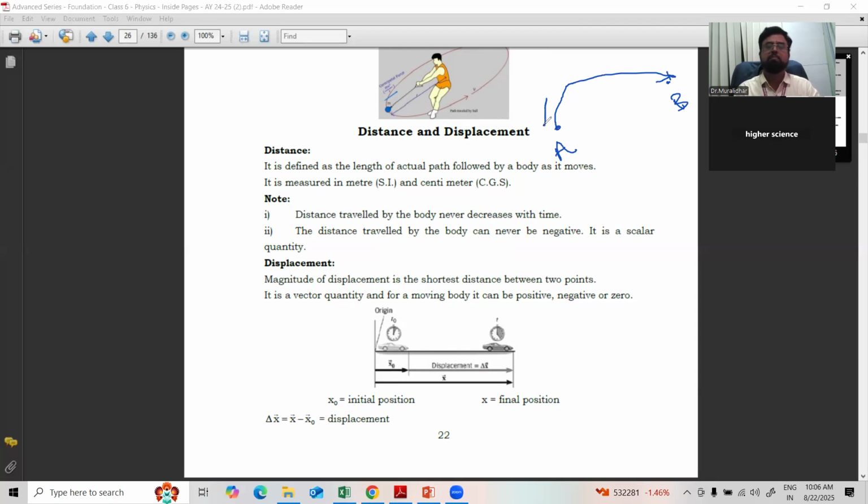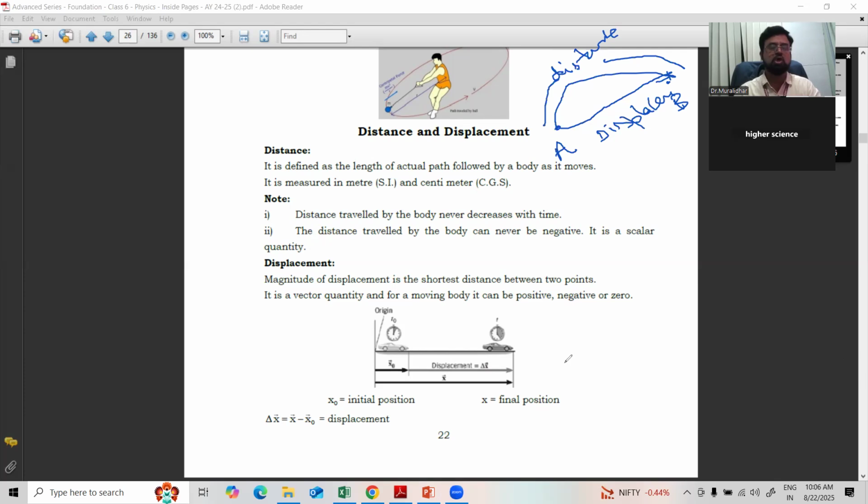Right? This entire path is called distance, the entire path followed by the body. Whereas, what is the shortest path? You can go directly like this, A to B. So this is called displacement. The entire path followed by a body, or the length of the actual path followed by a body, is called distance. Whereas the shortest distance from initial position to final position is called displacement.